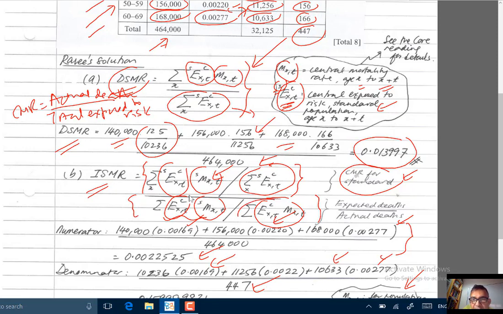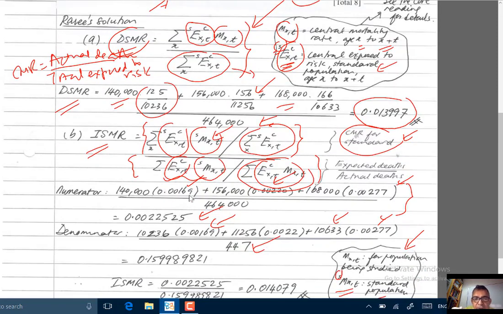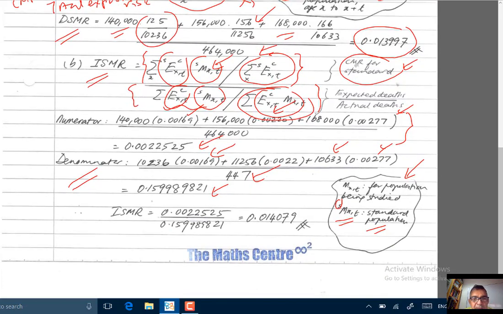Remember, this number here we already have. You can actually work it out, but you'll get the same number anyway. So it's 447. Plug the numbers into your calculator. You will get the value for the denominator as 0.159989821. All that's left to do is work out the ISMR: write the numerator over the denominator, use a calculator, and you'll get 0.014079, and you are done.